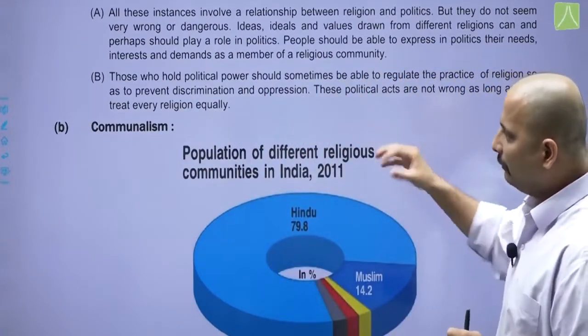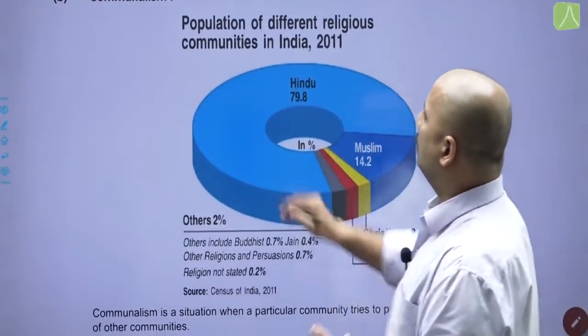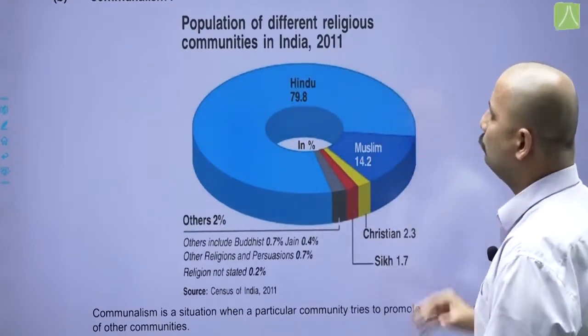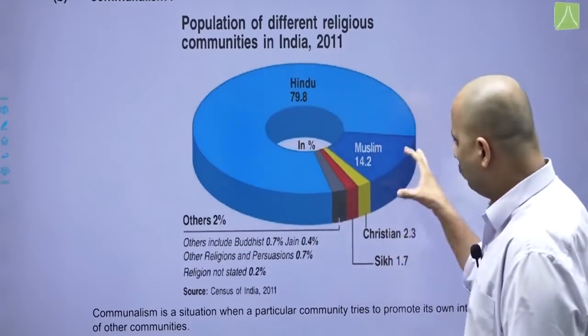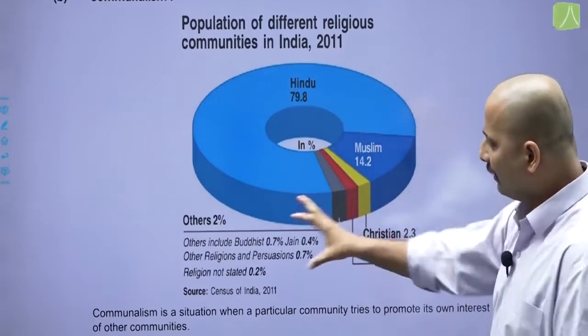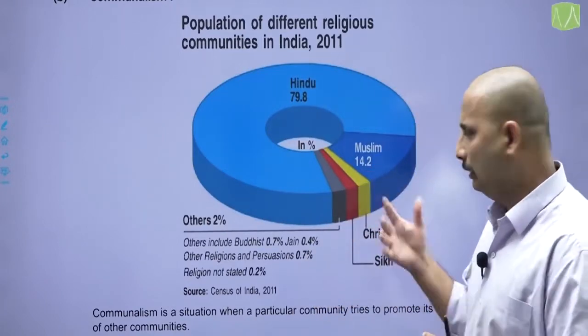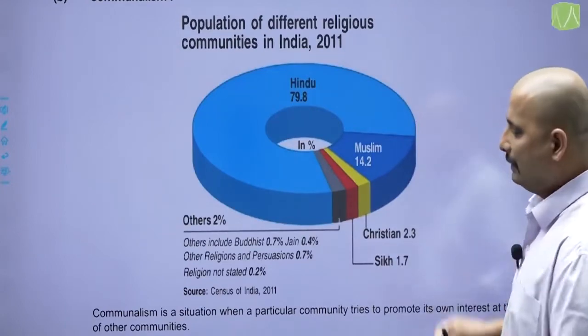Now, moving further to our next topic, that is communalism, part of it only. Population of different religious communities in India according to the 2011 census: 79.8% Hindu, Muslims 14.2%, others 2%, which include Buddhists, Jains and other religions, and Christians 2.3% and Sikhs 1.7%.